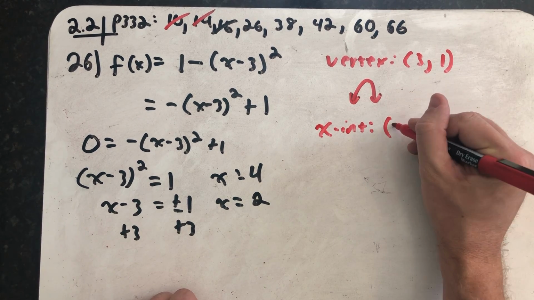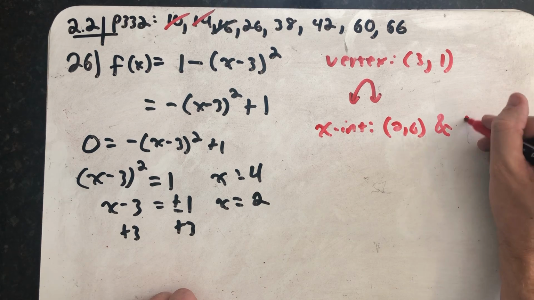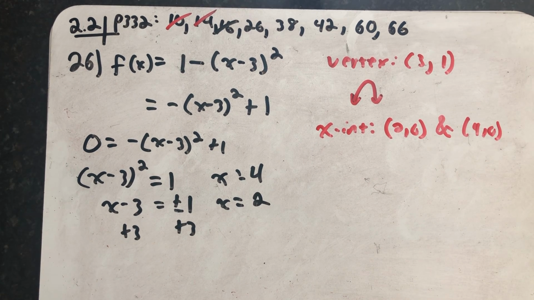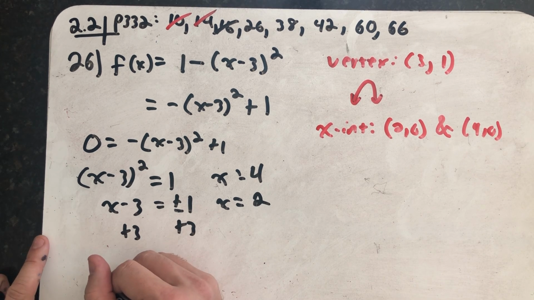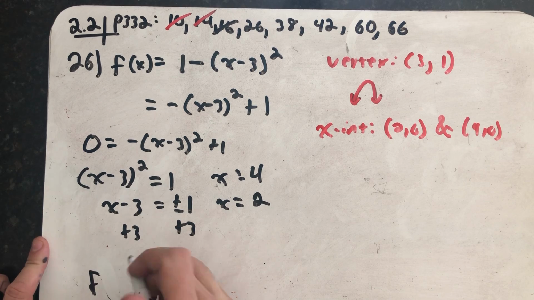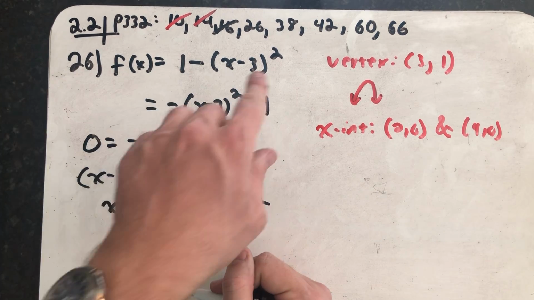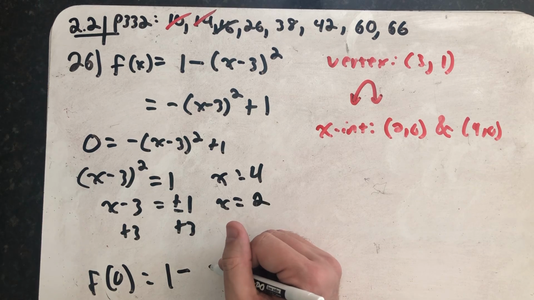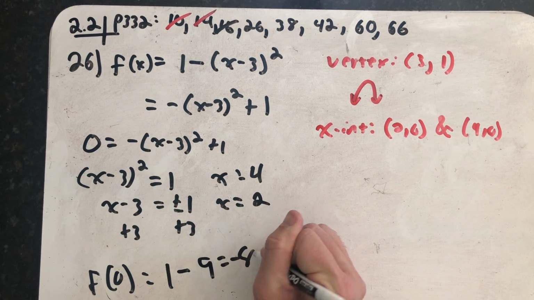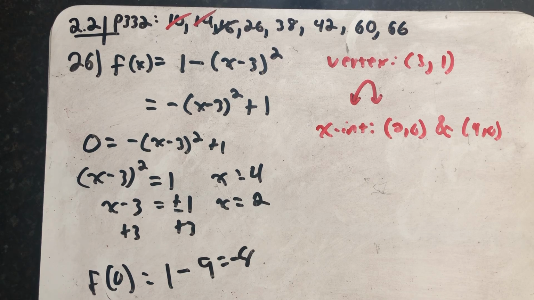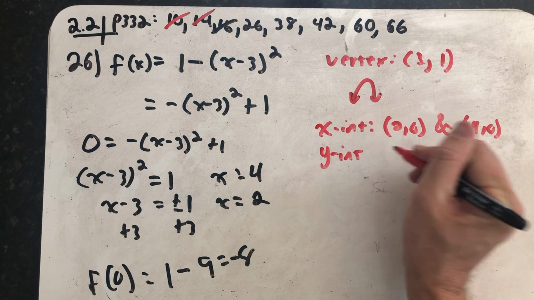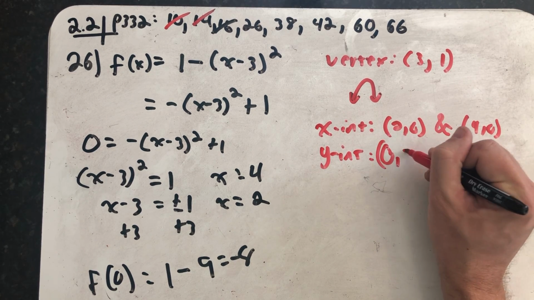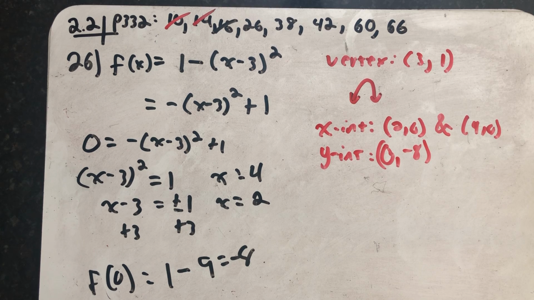I always like writing those down as ordered pairs. So I have x intercepts at (2, 0) and (4, 0). I need a y-intercept, so I'll be plugging 0 in for x. And if I look at this original statement, I have 1 minus (minus 3) squared, which is 9, giving me that y-intercept at minus 8. Alright, so there is my y-intercept. Now I can sketch my graph and answer the rest of the questions.